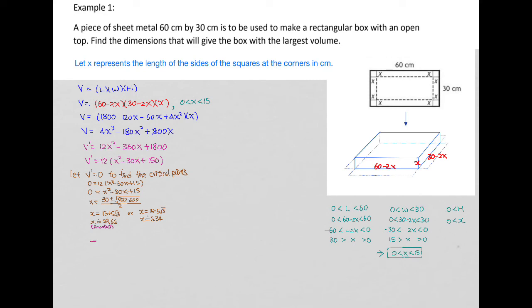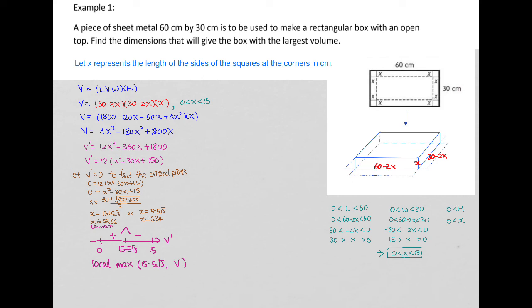Now let's identify the critical point. Let's put the v prime on, put the critical point on, and remember the boundaries between 0 and 15, and test out the positive and negative sign. On the left-hand side of the critical point it's positive. On the right-hand side, it's negative. So this means the function is increasing then decreasing, so we have a local maximum at 15 minus 5 root 3, and there's a maximum volume.